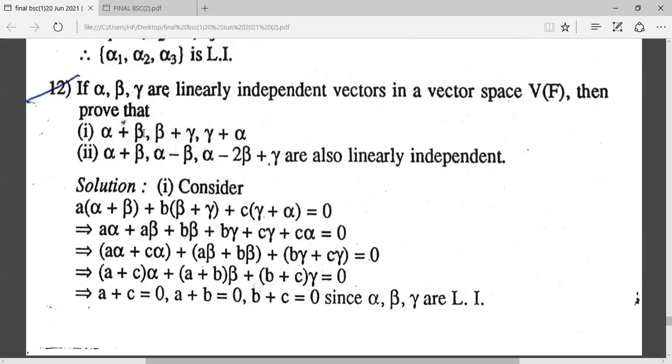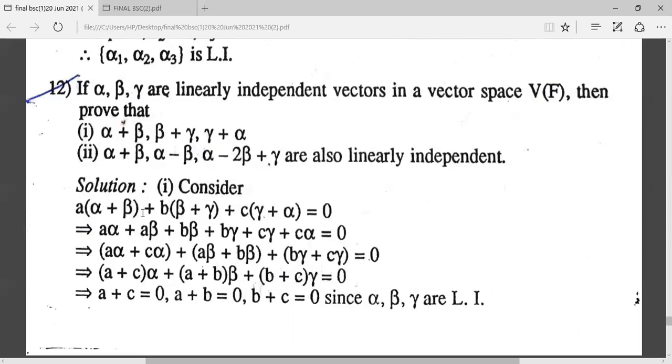First vector is alpha plus beta. Second vector is beta plus gamma. Third vector is gamma plus alpha. What I have to prove is these three vectors are linearly independent if what? Alpha, beta, gamma are linearly independent. Now take the linear combination. C1 into, instead of C1 I have taken A.